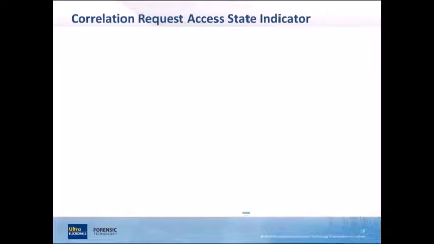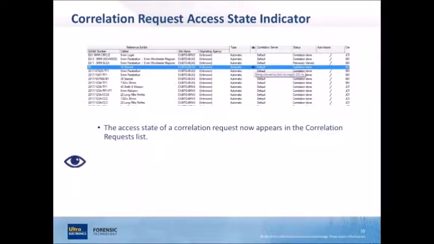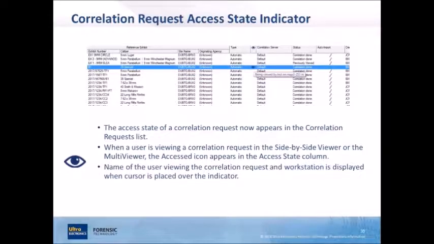There's also a new column to show if the correlation request is currently being reviewed on another match point by somebody else. If somebody has the multi-viewer or side-by-side viewer open for a correlation request on another match point, an I appears in that column for the request. By hovering the cursor over the I, it shows you the username and the workstation that they're working on. Now, just because they're viewing it, it doesn't mean that you're locked out. The indicator is there just to help you avoid duplication of correlation result reviews.